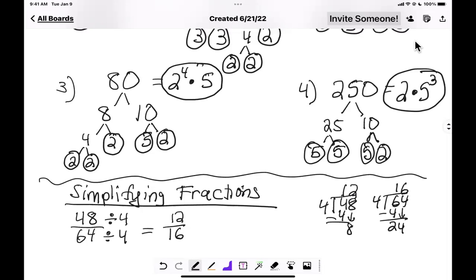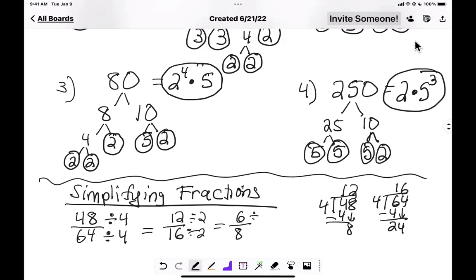No. I can then divide each of them by 3. Nope, 2. Half of 12, divided by 2, is 6. 16 divided by 2 is 8. And I could do one more. This is what I talked about before. Keep going till you can't go anymore.